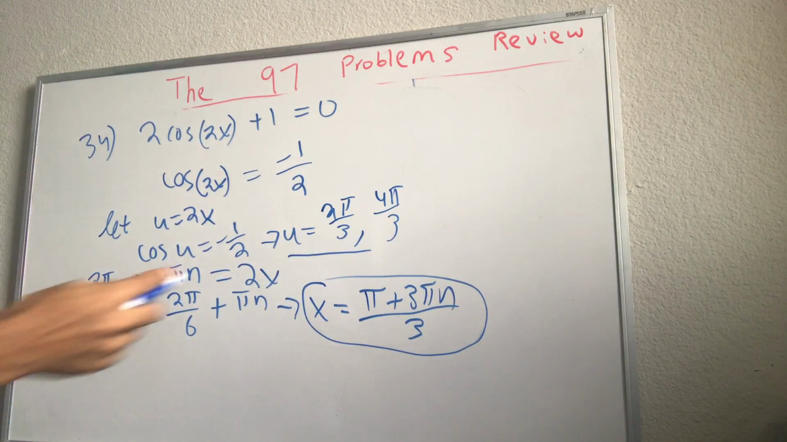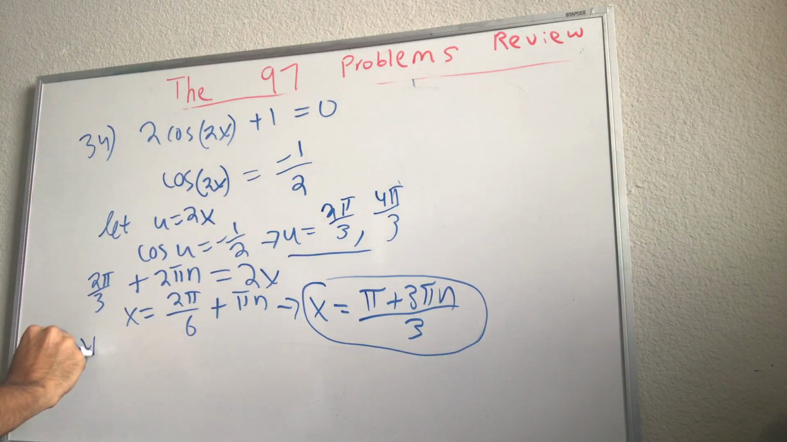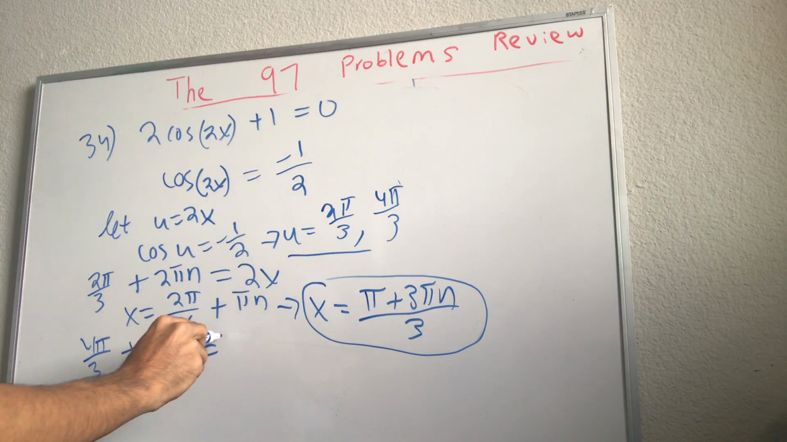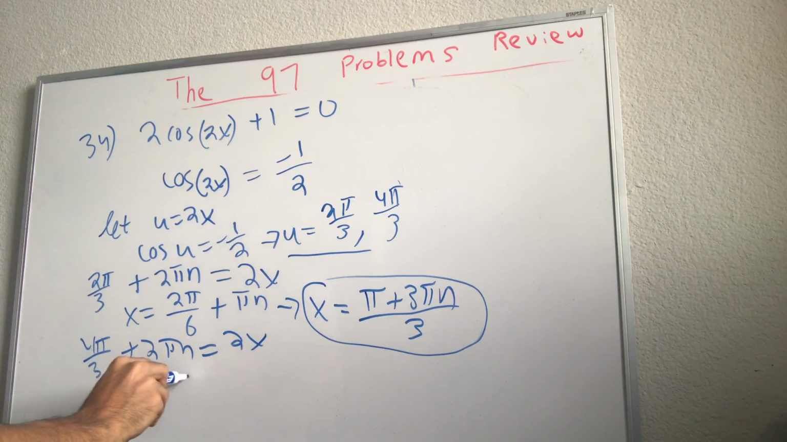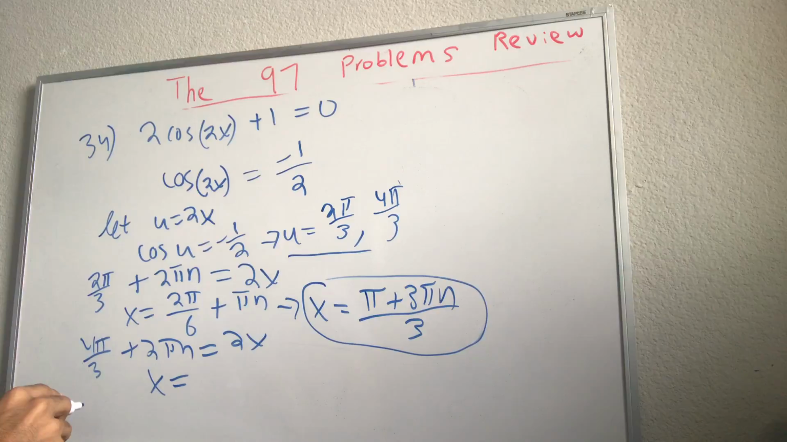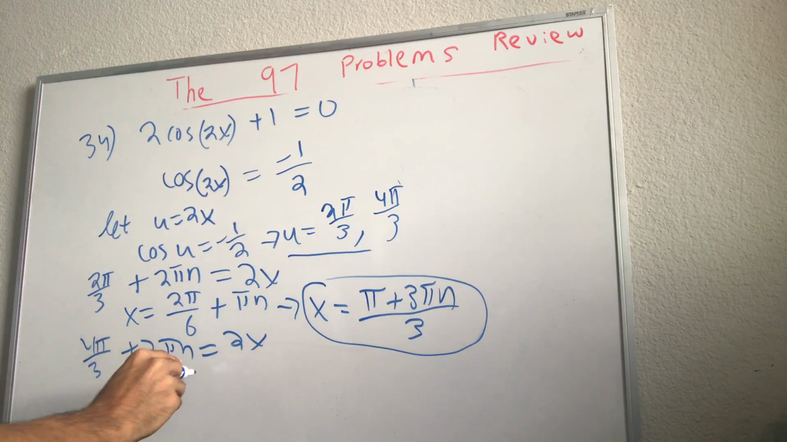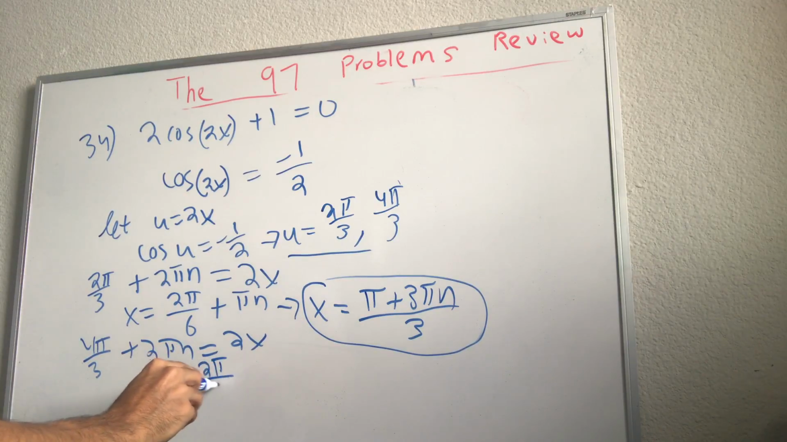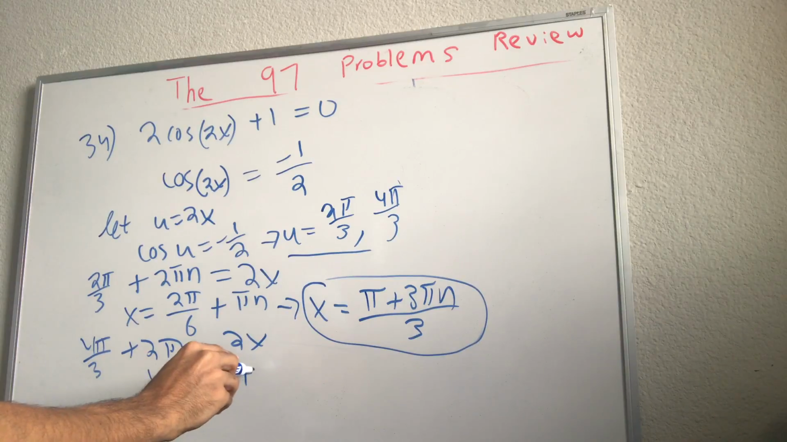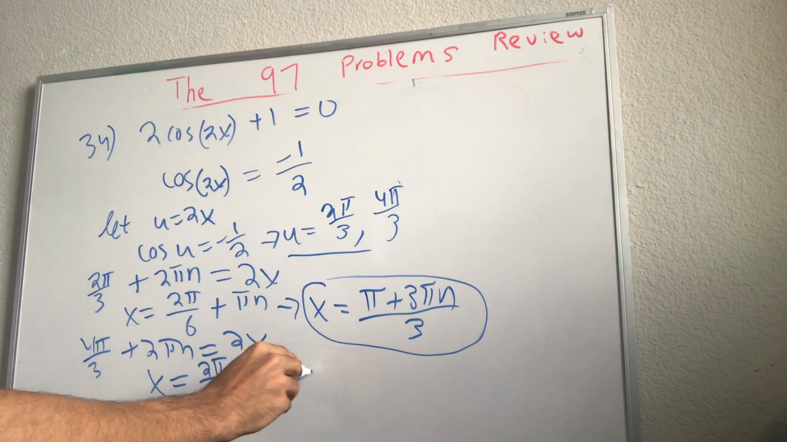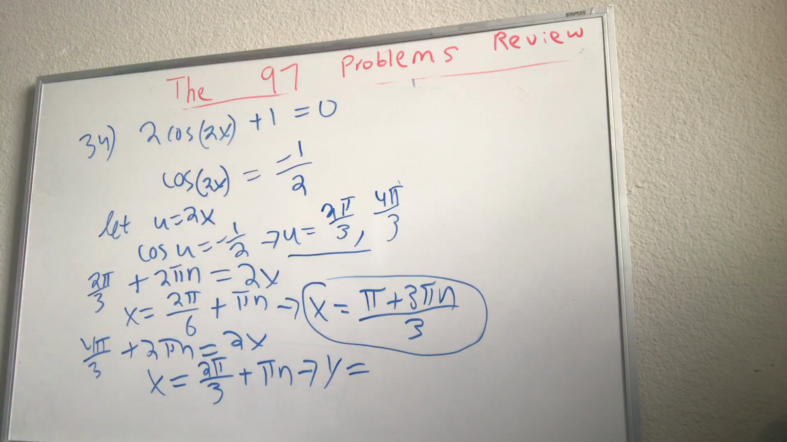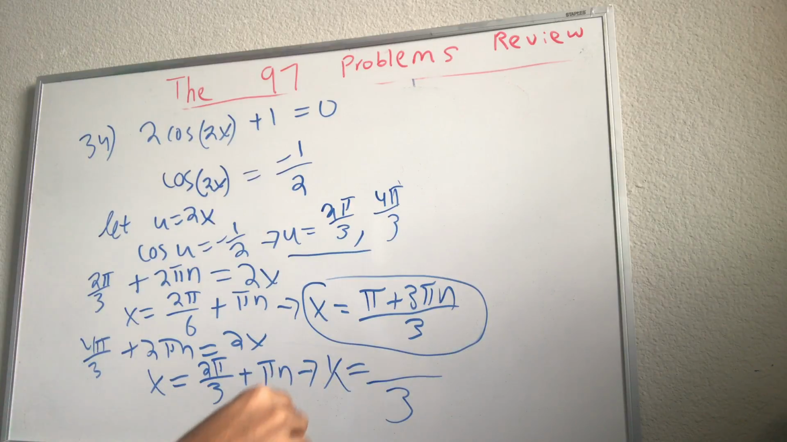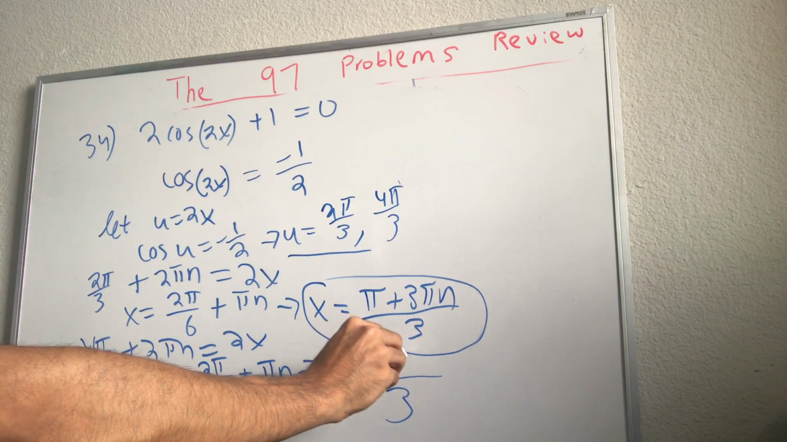And then for the second one, we had 4 pi over 3, so let's take that one. We have 4 pi over 3 plus 2 pi n is equal to 2x. We do the same thing and divide both sides by 2. We get 4 pi over 6, which is just 2 pi over 3, plus pi times n. Using the common denominator of 3, x is equal to 2 pi plus 3 pi n, all over 3.